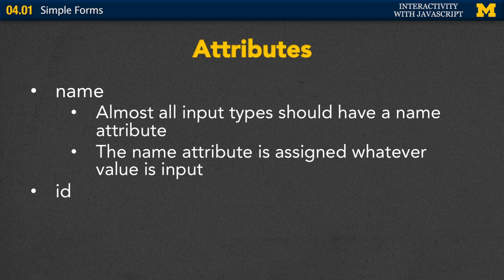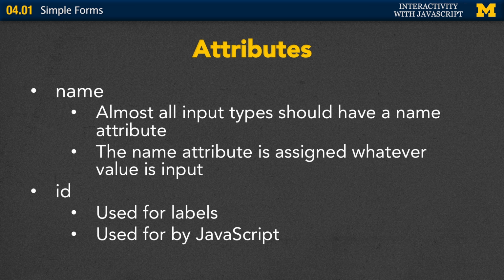The other attribute is the ID attribute. The ID attribute is very important for what we're doing for the front-end development. First, it's used for those labels that I talked about. It identifies this particular part of the form as that particular part so you can make sure that when you click on the label, the right input value is kind of highlighted. The second reason, of course, is that we've been using IDs with JavaScript all along, and we want to make sure that we can continue to do that.